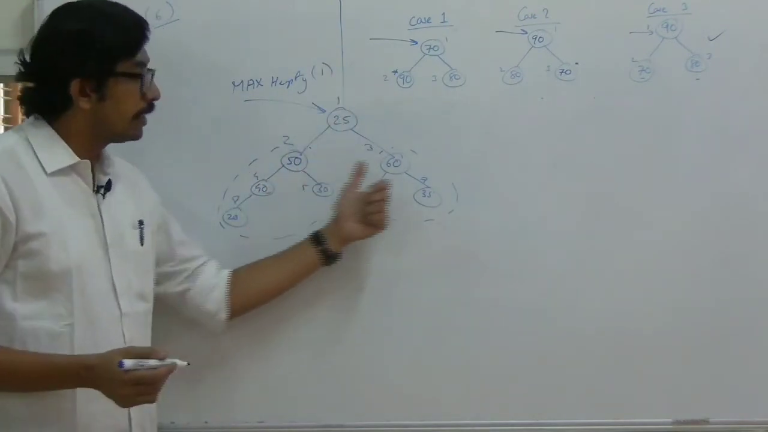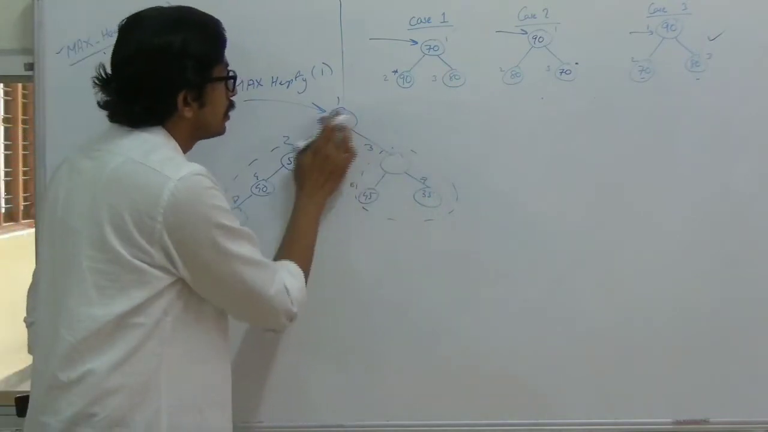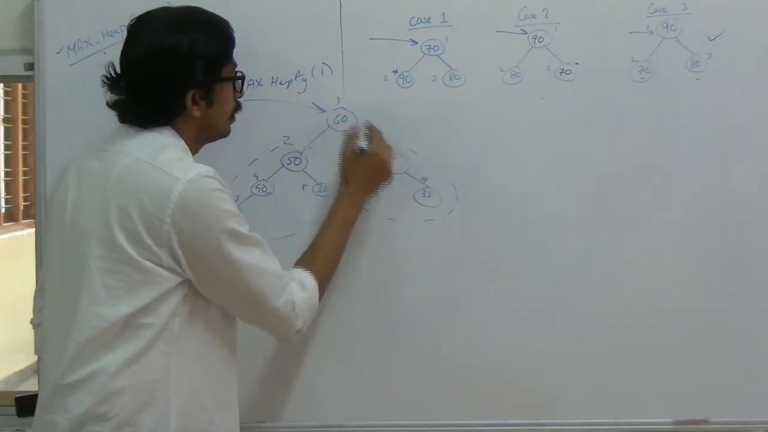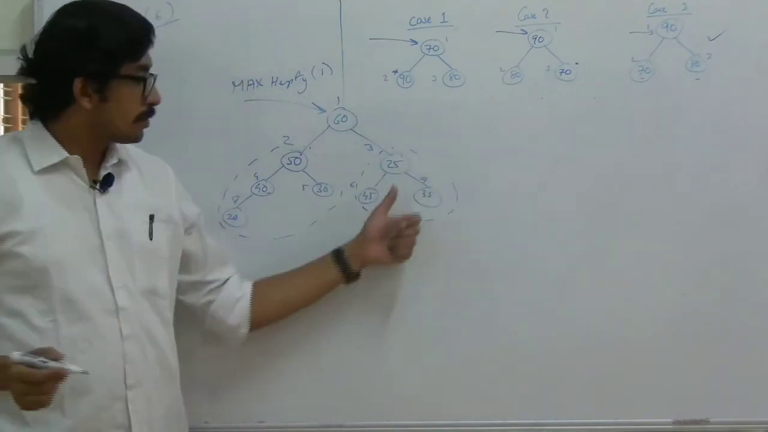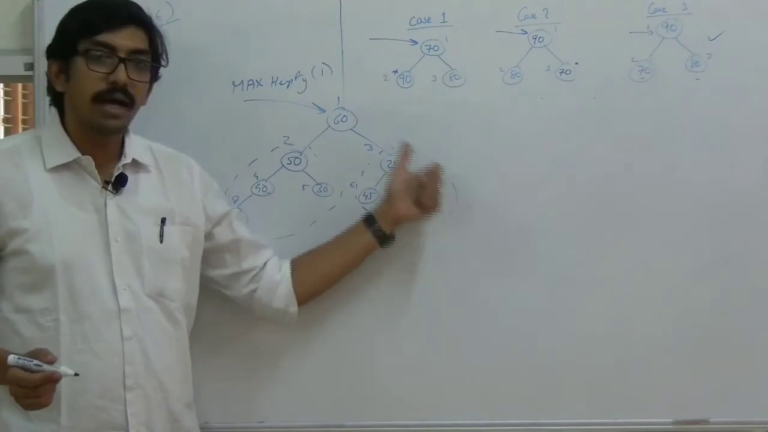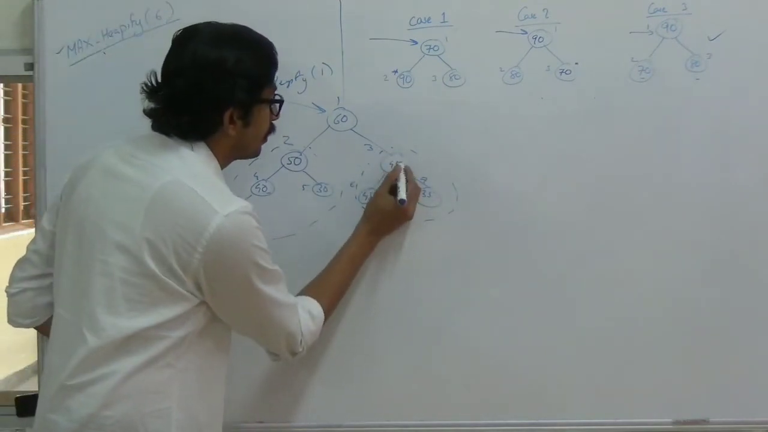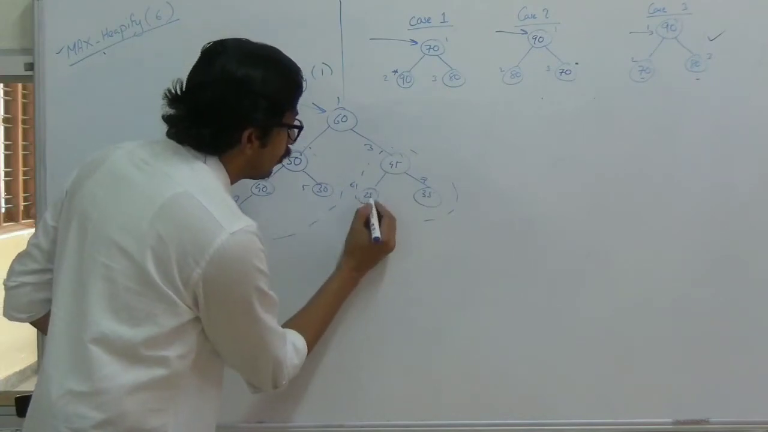First we will find the largest among the 3, which is 60. So 60 will be interchanged with 25. So again we will find the left child of 25 and right child of 25. We will find the largest among the 3, that is 45. So 45 will come over here. 25 will come over here.